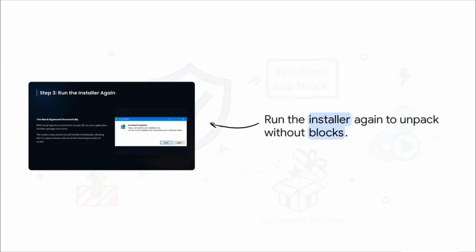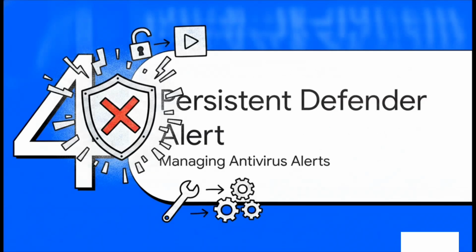Now, what's really awesome to see is that with those cloud signature constraints turned off, the fix is virtually instant. Go right back to your Downloads folder and double-click that exact same application installer again. You'll notice the System Setup Wizard should initiate immediately. The file's unpacked cleanly, the installation proceeds just like normal, and there are absolutely zero blocking prompts getting in your way. Success!